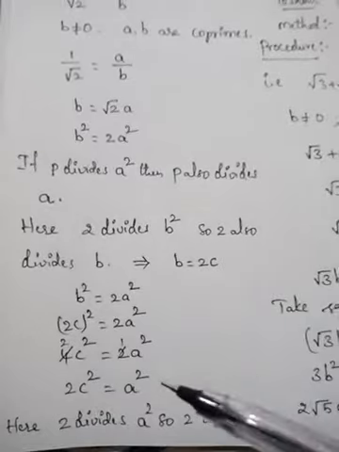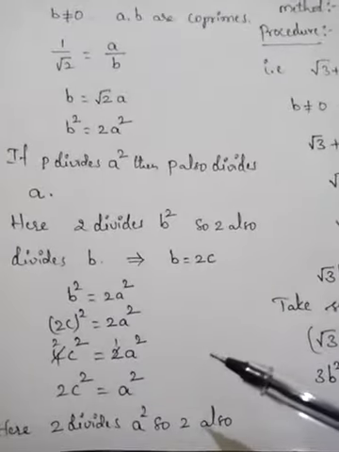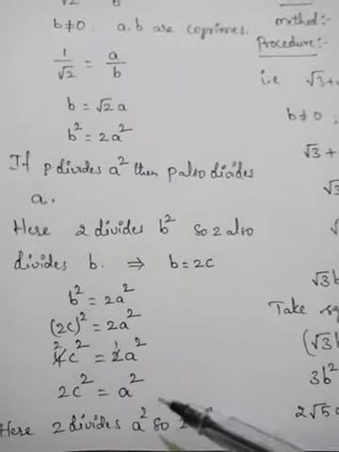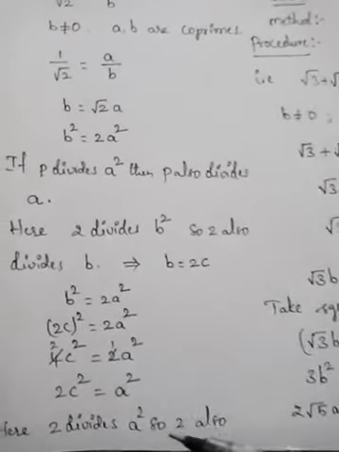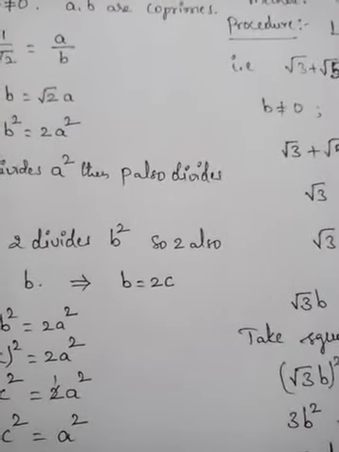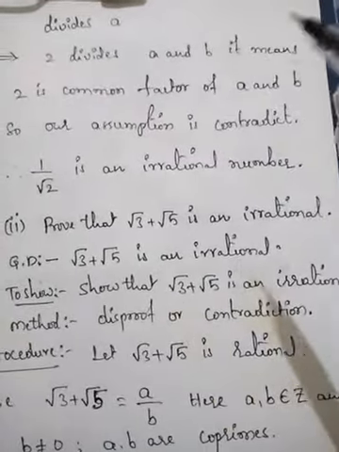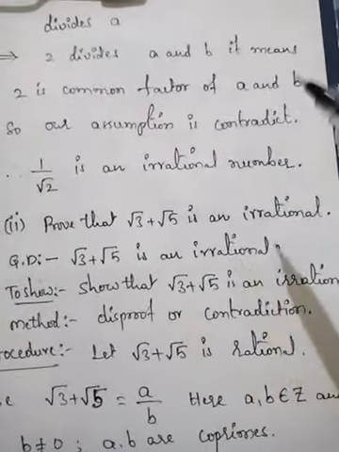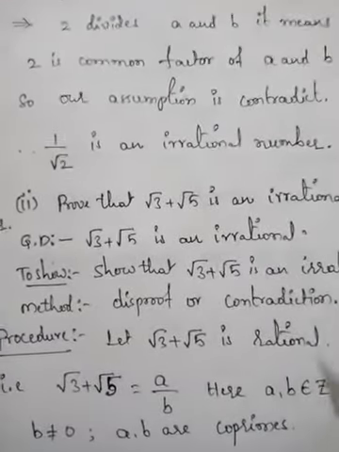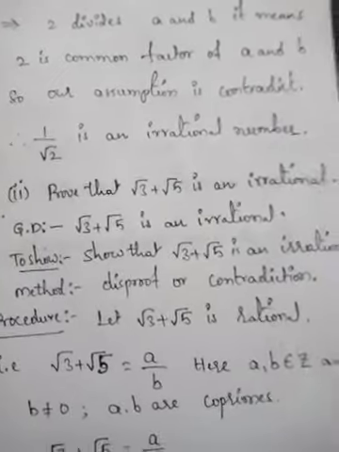So a square is equal to 2c square, 2 into c square. So 2 divides a square, then 2 also divides a. First what we assumed: a and b are co-prime numbers. A and b co-prime means the common factor is only 1. But from this we can conclude that 2 divides a and b. It means 2 is a common factor of a and b. So our assumption is contradictory. Why? First we assumed a and b are co-prime numbers. So 1 by root 2 is an irrational number.